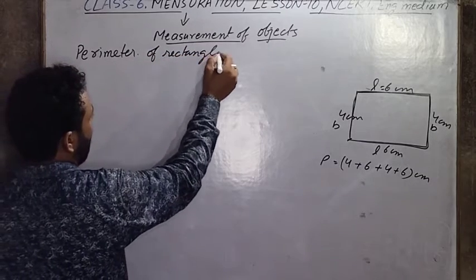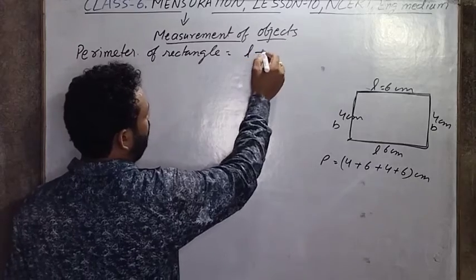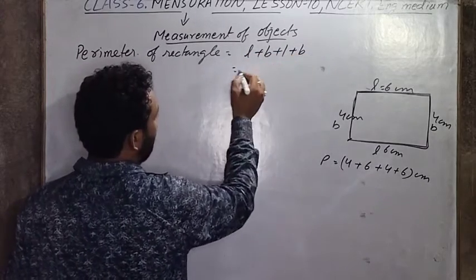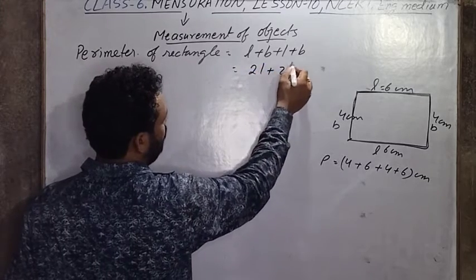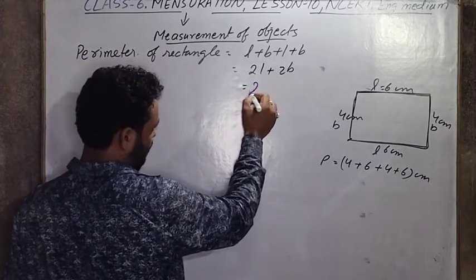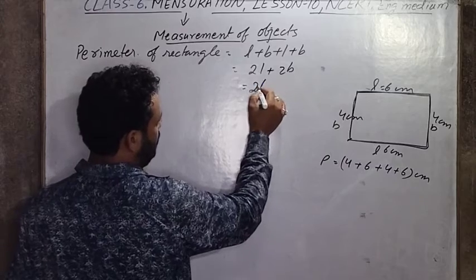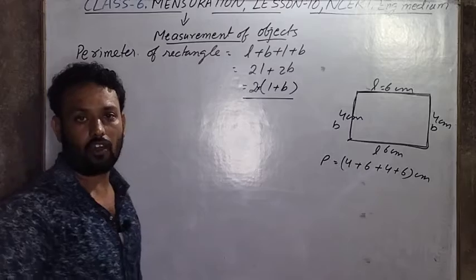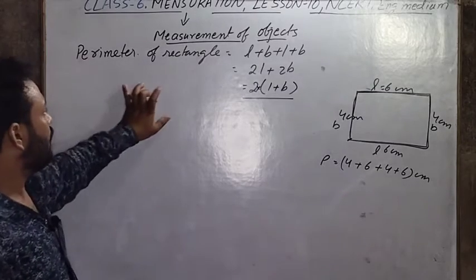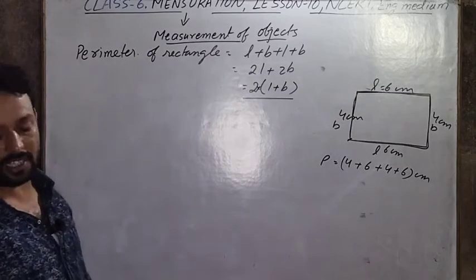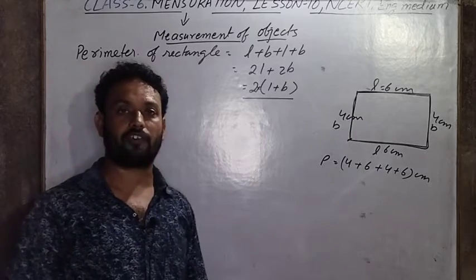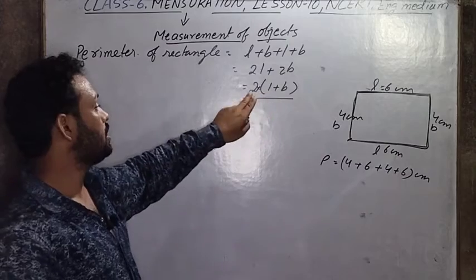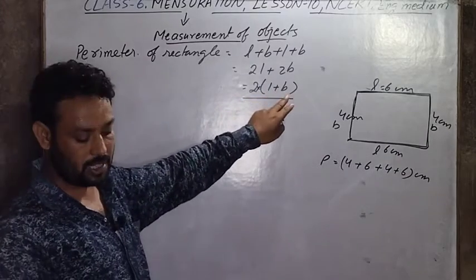then the perimeter of a rectangle is equal to L plus B plus L plus B, means length plus breadth plus length plus breadth, यानी 2 times length plus 2 times breadth. That means if you take 2 common, then it is 2 into (L plus B). This is the general formula of perimeter. If length and breadth are given, we can find the perimeter of a rectangle by using this formula, 2 into (L plus B), means 2 into (length plus breadth).